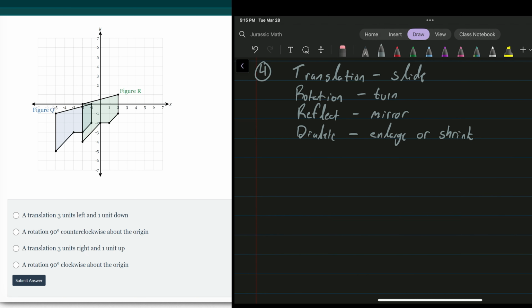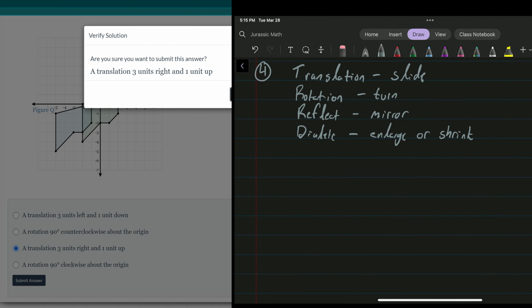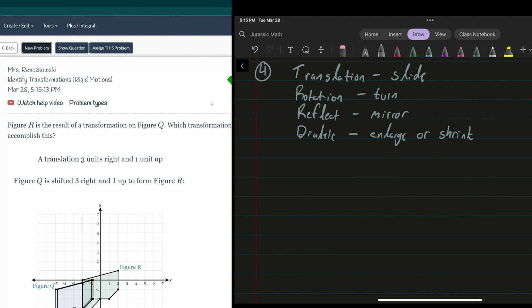From Q to R, we know that it goes up. Both of them say 1 unit up, but we have to go 1, 2, 3 to the right. We're moving to the right. Hit submit. And there we go. So the big thing on this one is remembering the word result means it's going to be the answer.